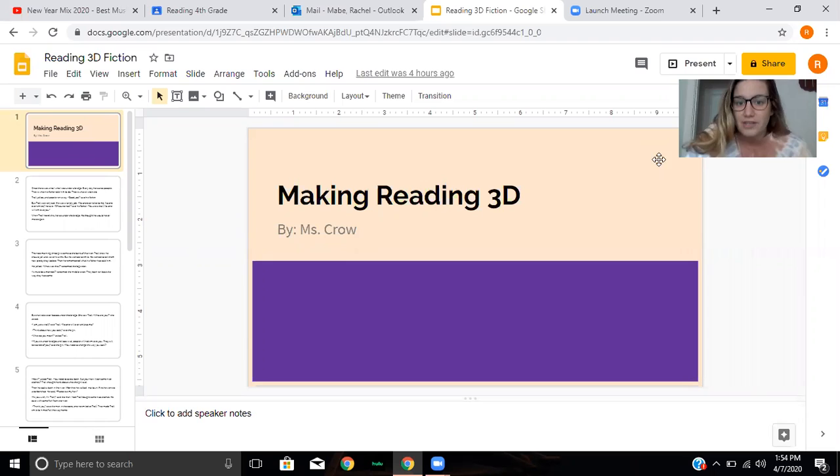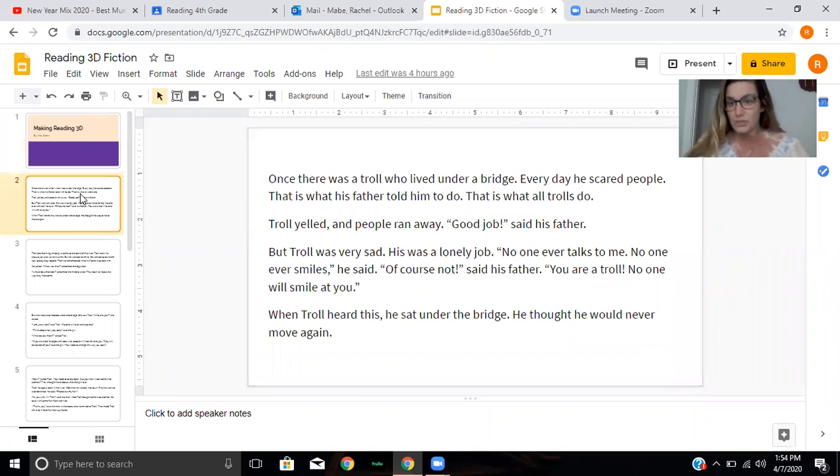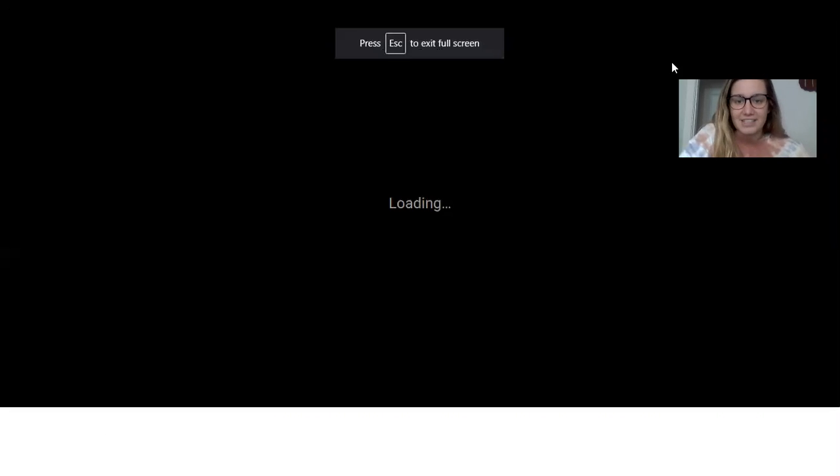So the first thing that we talked about was making reading 3D, which is of course the title of this presentation. The second thing that we're going to talk about is we have a story. In any book that you read, this is just a shorter version, so that I can give you an idea. There was a story that we read together as a class, and it says, let me go to live and go to the big view for this one.